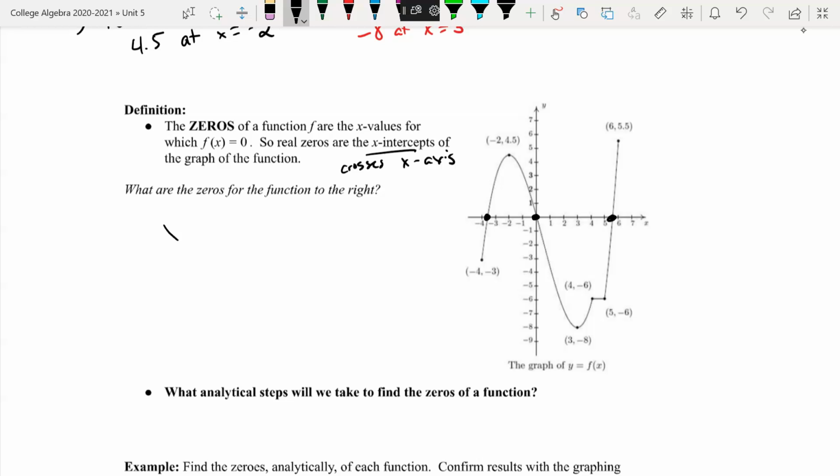So the zeros are x equals, we're going to say it's negative 3.5 because between negative 3 and negative 4, x equals 0, and x equals, looks like 5.5 because it's between 5 and 6.